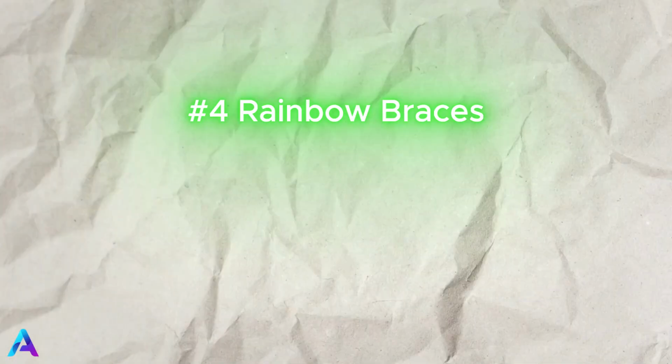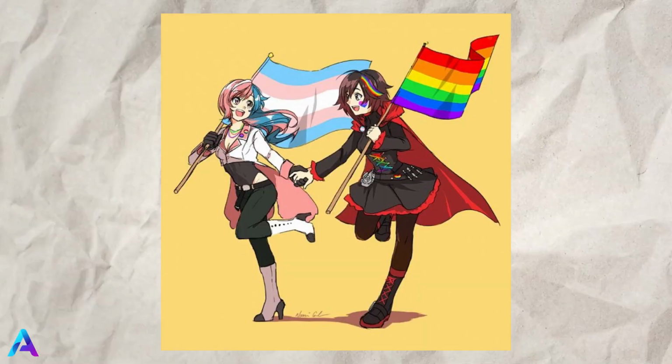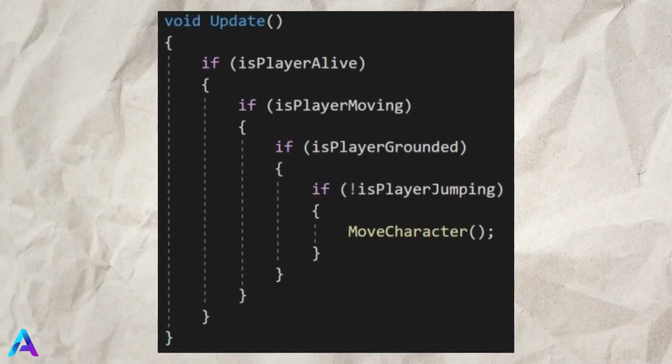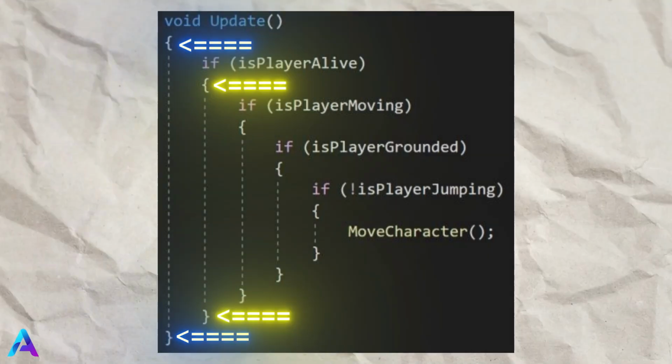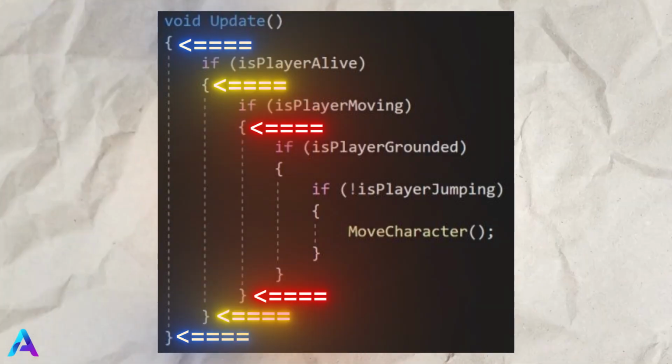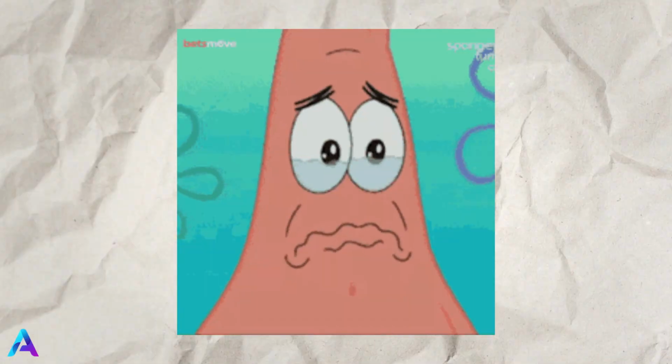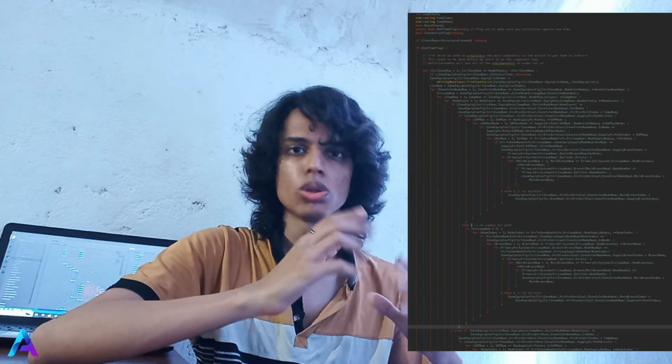Fourth one, rainbow braces. Well, we are past Pride Month, but I should explain this one. It's an interesting tool. It will show each pair of braces with a different color. For example, first pair is blue, second pair is yellow, third pair is red, and etc. It's a good tool when your project is getting bigger and bigger and you will have more nested blocks. Something like this, or much worse.